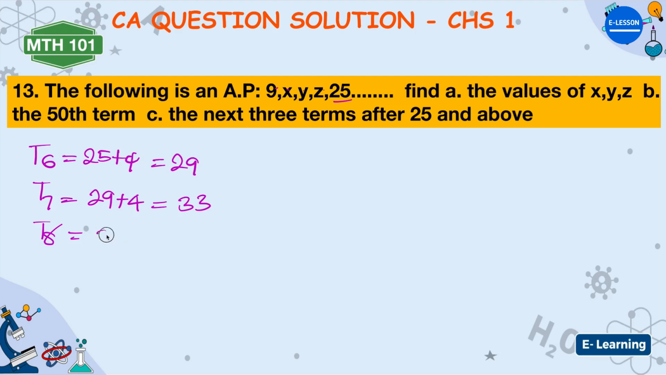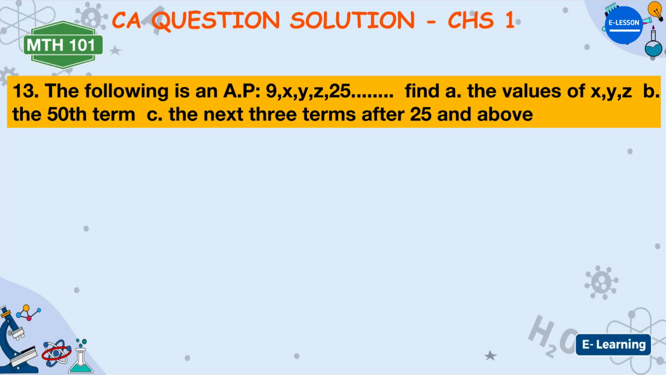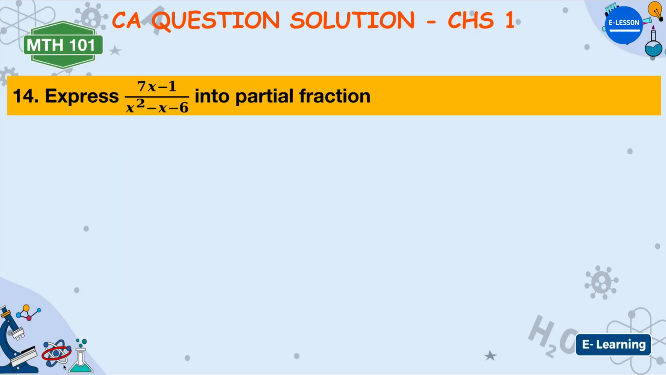Then 33 plus 4 will give us 37. All right? So that is that for that question. Let's see the next one. Now, the next question here says, express this into partial fraction.